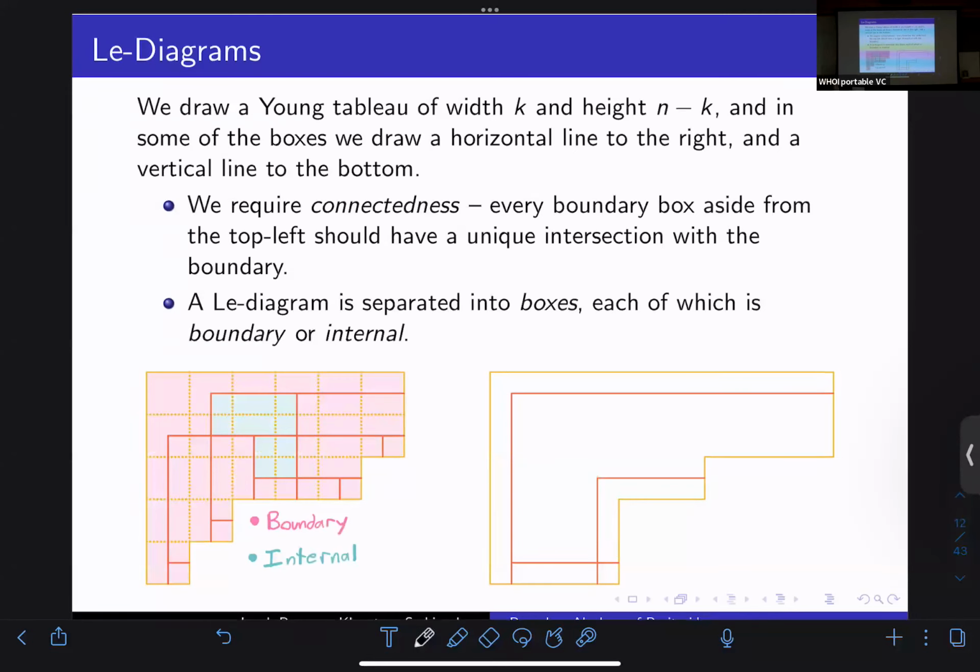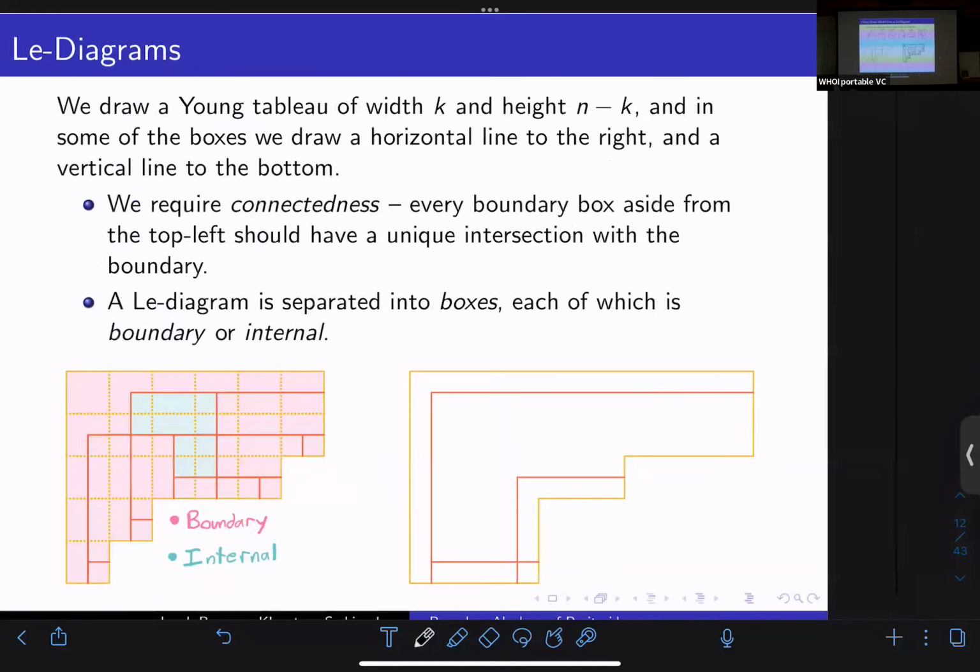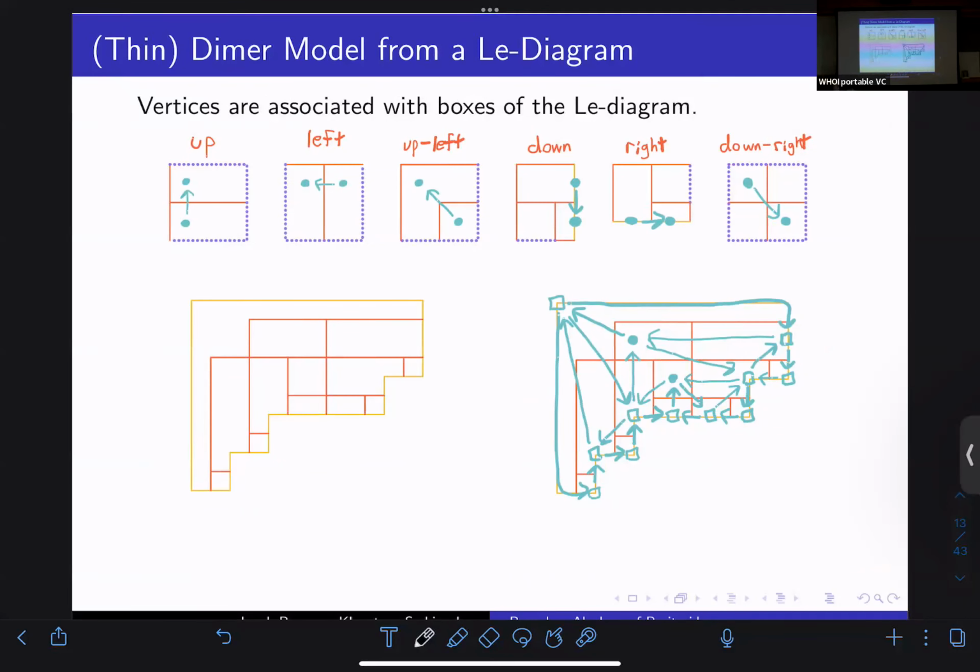And when we turn this into a dimer model, these are going to turn into our boundary and internal vertices. Now, there's a whole bunch of definition that's maybe a bit much to unpack, but I'll say a little bit here. If we have two boxes that are one above the other and they share a left boundary, we're going to see an up arrow. Similarly, we'll see a left arrow if they have the same top boundary. If we have a sort of upper left corner here, we're going to see an upper left arrow.